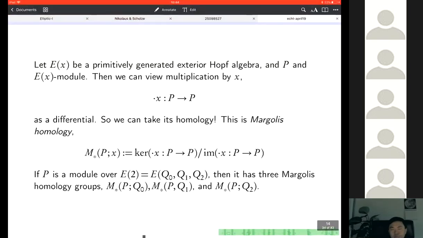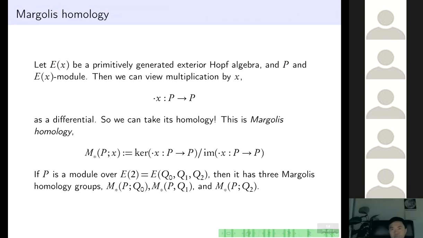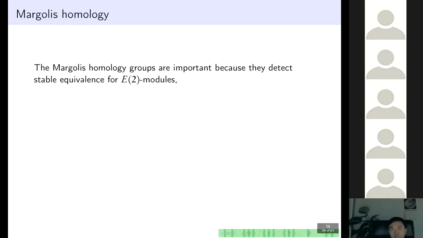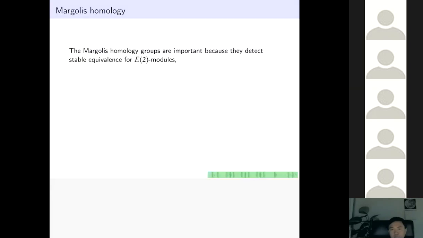Okay, so now in our case, though, we actually have three distinct exterior generators, right? We have these three Milnor primitives that we're thinking about. So we need to keep track of the Margolis homology groups with respect to each of these Milnor primitives. All right, so here's the main reason why one would even think about Margolis homology, and that's because they detect stable equivalence for E2 modules.